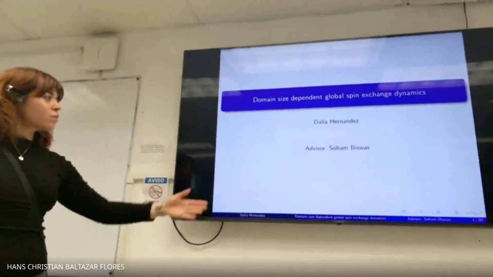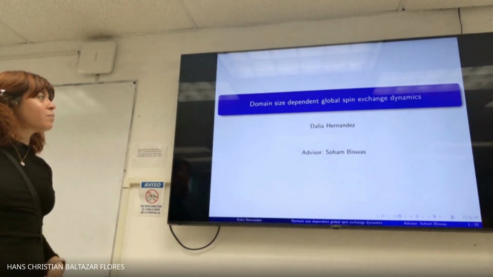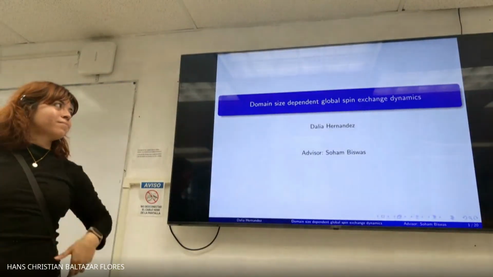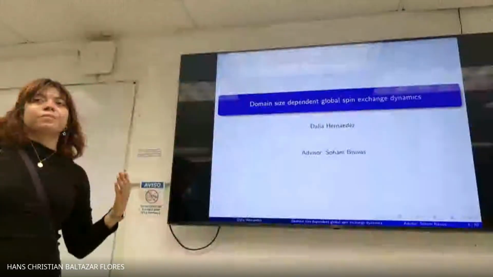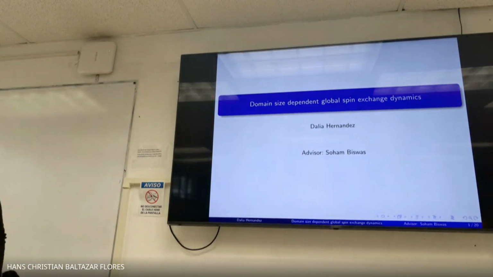The work that Soham gave to me is on this spin system, the domain-size-dependent global spin exchange dynamics. It's a spin system that reduces energy by exchanging the spins of positions.